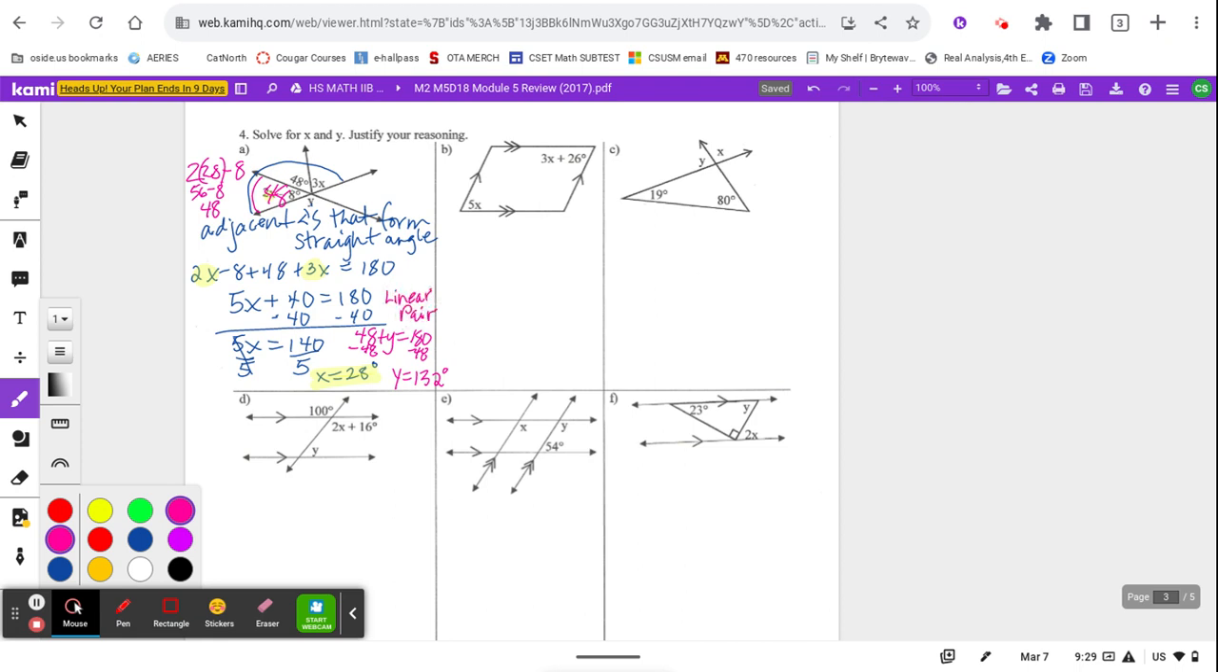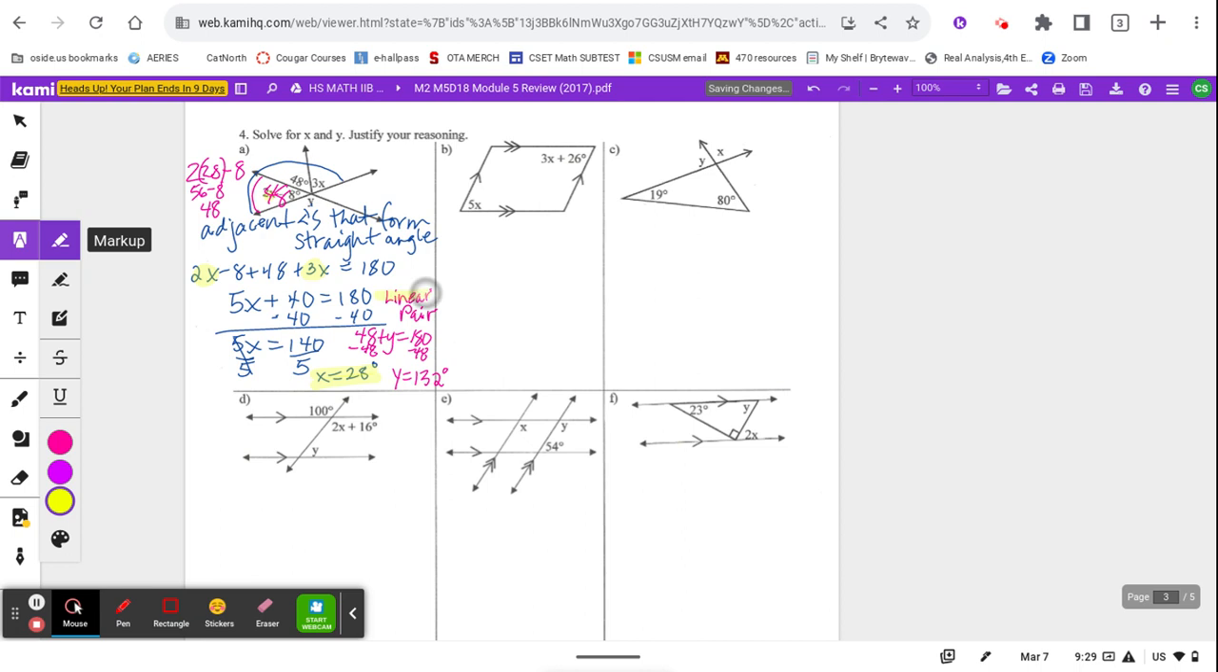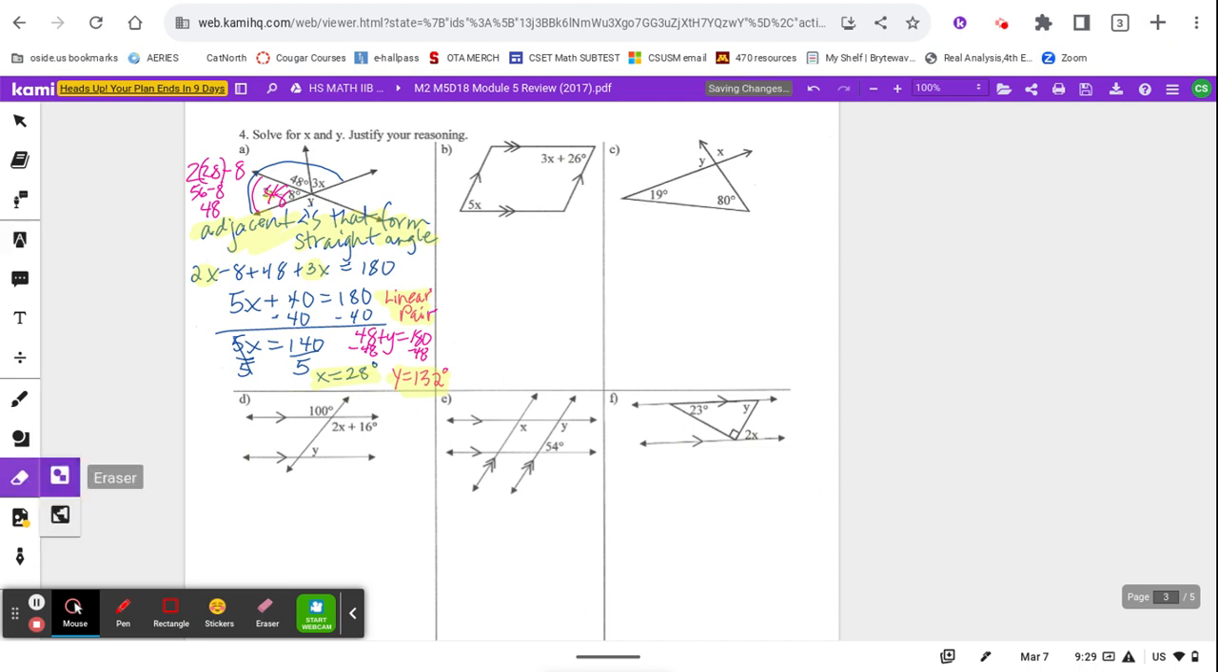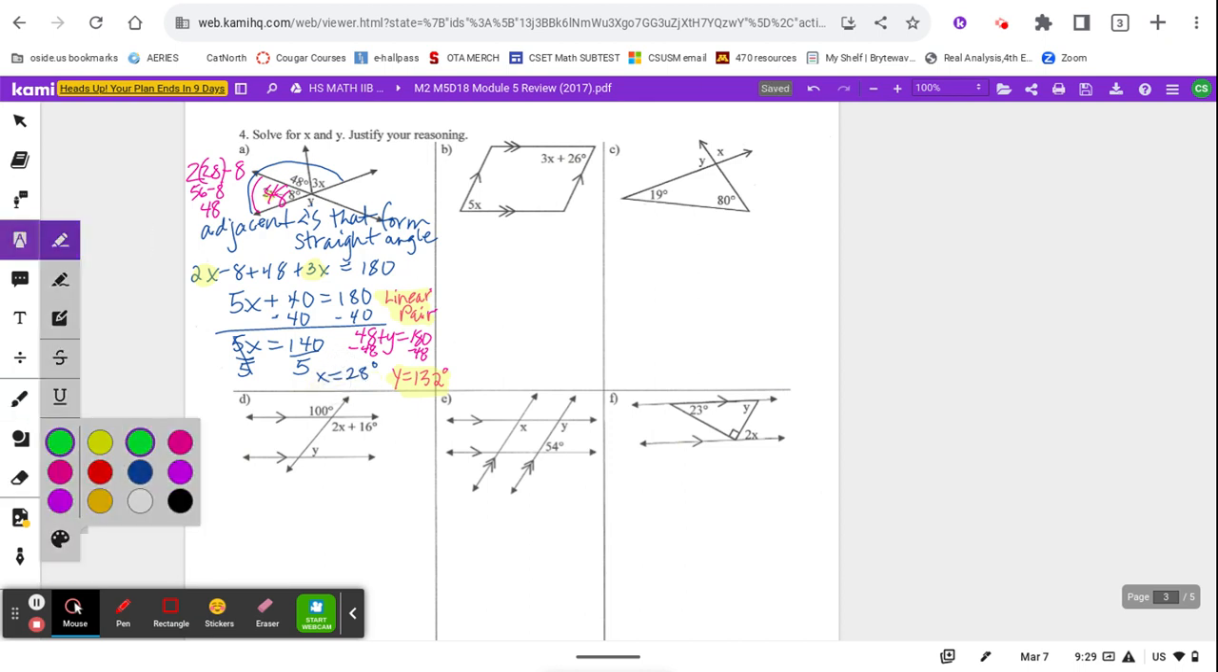So if I'm solving for both an x and a y, then I need to give two reasons, or however many reasons I used, okay? So this was adjacent angles that form a straight angle. Actually, I'm going to use two different colors for the two different things. Hang on. Let's use green for this one.